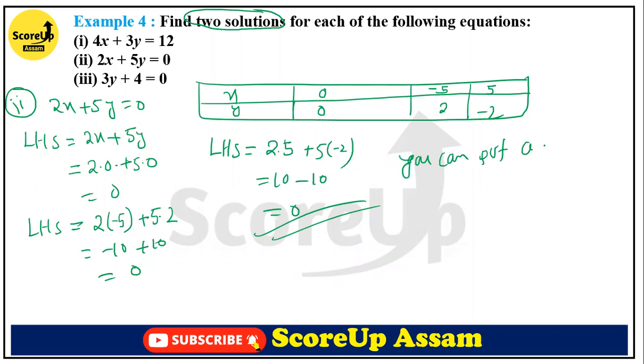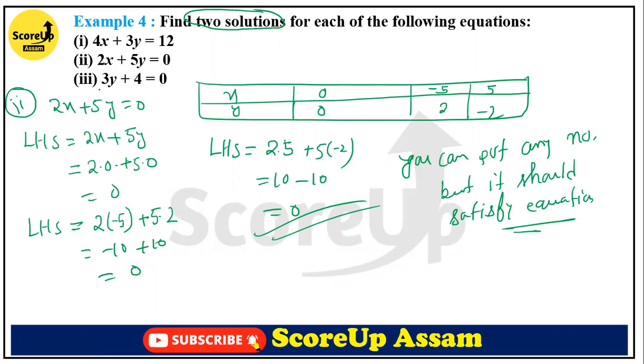You can put any number, but it should satisfy the equation. Suppose I put 0 and 0, it should equal the right-hand side. Whatever value we get, it should be equal to the value of the right-hand side.